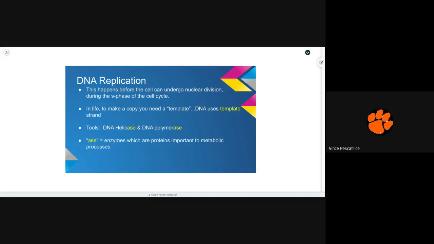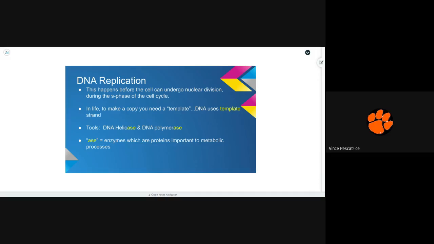Now, like when you make a copy on a copier, you use a template document to make the copy of. I'm sorry, I have that backwards. This happens in the S phase of a cell, which you can remember is the part where the DNA synthesizes or is made, which makes sense. I put that document little picture on your notes just to give you a reminder because I know it's probably been a while.